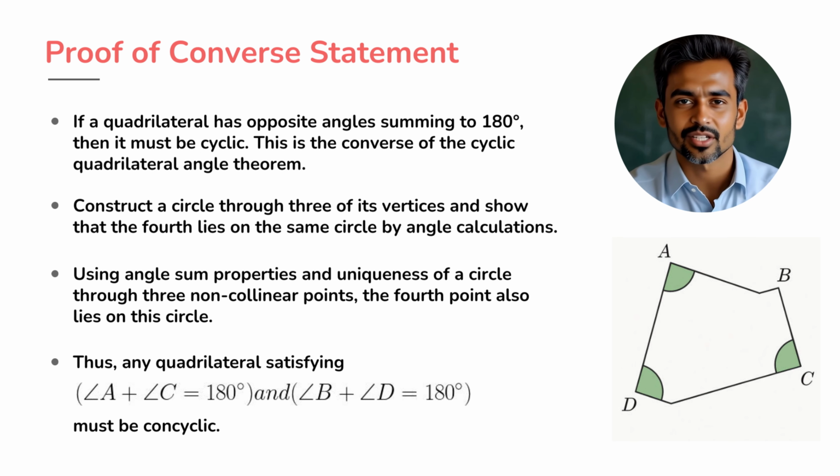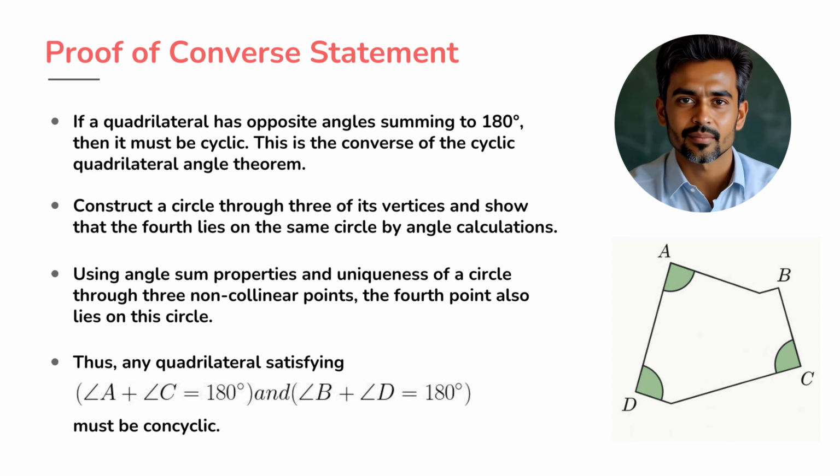Well, start by constructing a circle through any 3 vertices of the quadrilateral since a unique circle passes through any 3 non-collinear points. Then, using some neat angle calculations and the properties of circle geometry, we can show that the 4th vertex must lie on this very circle as well. This means the entire quadrilateral is cyclic. So, if you ever find a quadrilateral where angle A plus angle C equals 180 degrees, and angle B plus angle D equals 180 degrees, you can confidently say that all 4 points lie on the same circle. Picture an arbitrary quadrilateral with these angle properties and visualize how it snugly fits inside a circle.